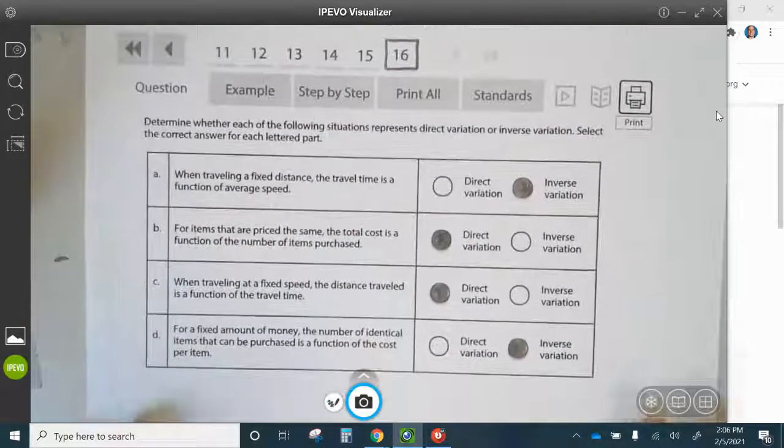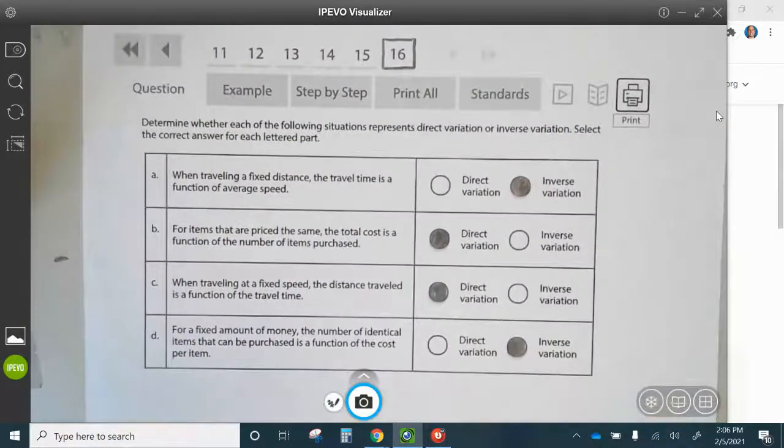All right, last question, 16. Determine whether each of the following situations represents direct variation or inverse variation. Select the correct answer for each selected part. When traveling a fixed distance, the travel time is a function of average speed. That is inverse variation. For items that are priced the same, the total cost is a function of number of items purchased. That's direct variation. When traveling at a fixed speed, the distance traveled is a function of time traveled, and that's direct variation. For a fixed amount of money, the number of identical items that can be purchased is a function of the cost per item. That is inverse variation.